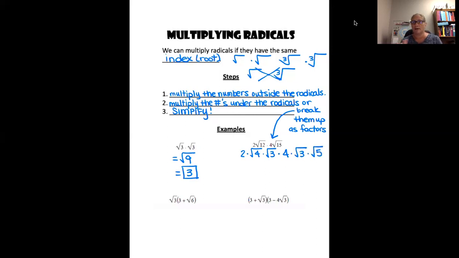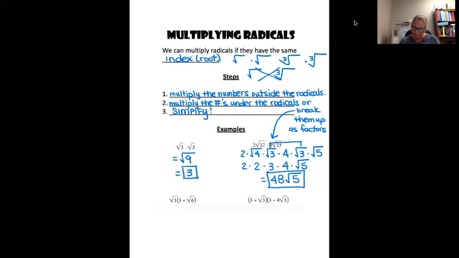Now, 3 and 5, not perfect squares. However, we broke down 15 as 3 and 5 because we already have a 3. And as we know from the first example, the square root of 3 times the square root of 3 is just 3. So we have 2 times the square root of 4, which is 2, times 3 times 4 times the square root of 5. And we have 2 times 2 is 4, and 4 times 12 is 48 square roots of 5. That is how you break up factors in order to make it a simpler problem.